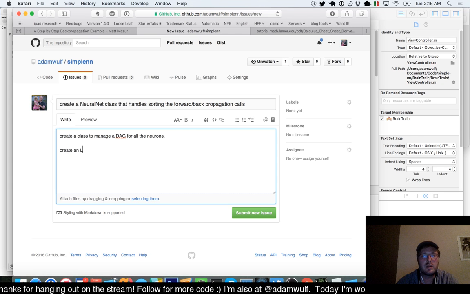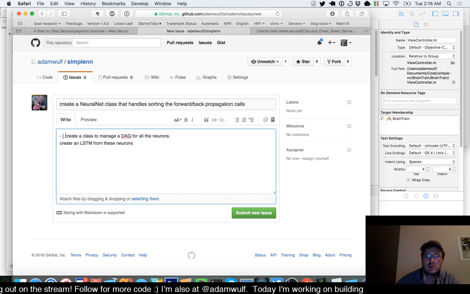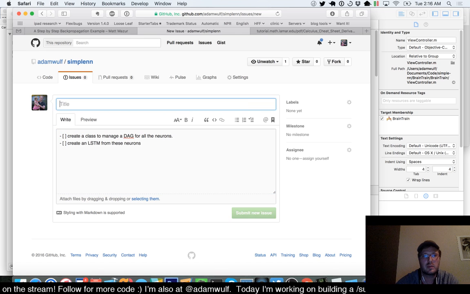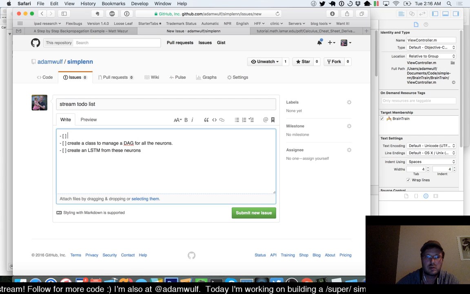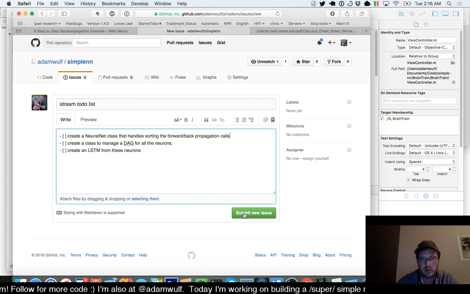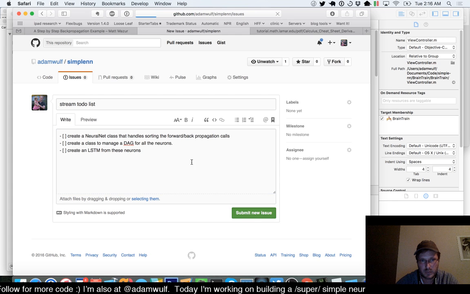Create an LSTM from these neurons. So here, now we have a really good stream to-do list, right? I'm not gonna make issues for every single one, because that would be overkill.